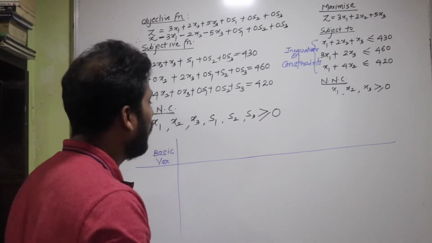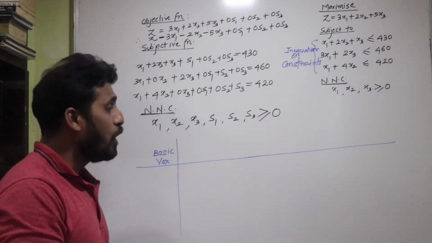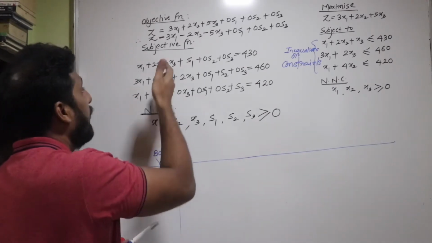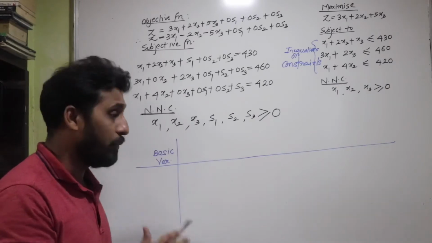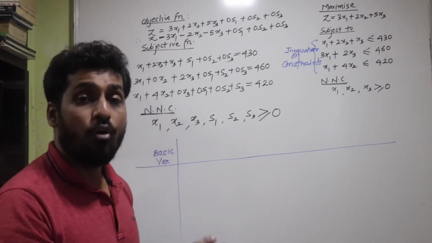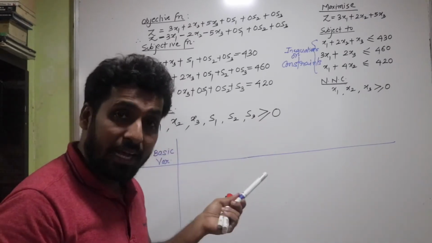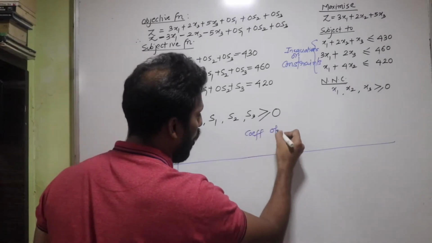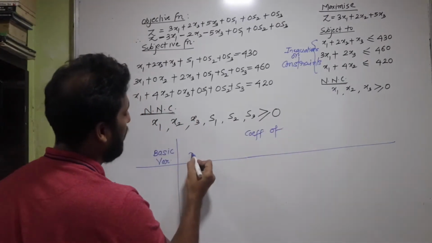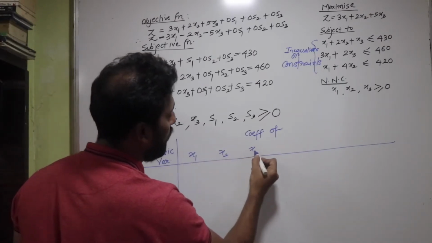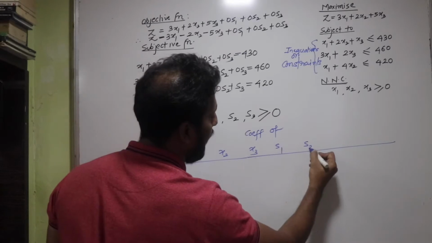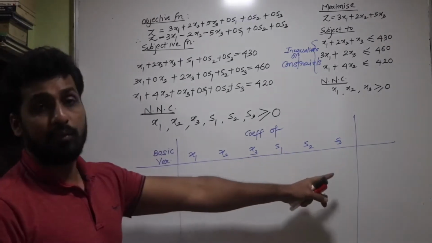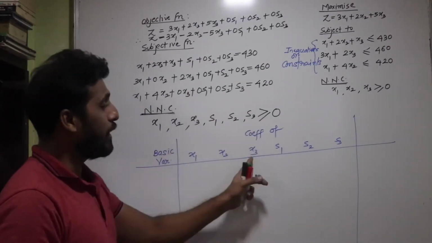The next thing that I will be writing over here is the coefficients of all the decision and the slack variables which are involved in the subjective and the objective function. Next thing is the coefficient of all the decision and the slack variables which are involved in the problem. So I'm going to write here coefficient of. The first variable I can see here is x1, then there is x2, then we have x3, s1, s2 and s3. So I have written all the variables which are involved in our question: x1, x2, x3, s1, s2 and s3.